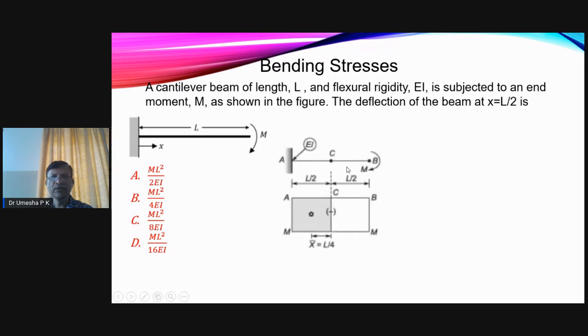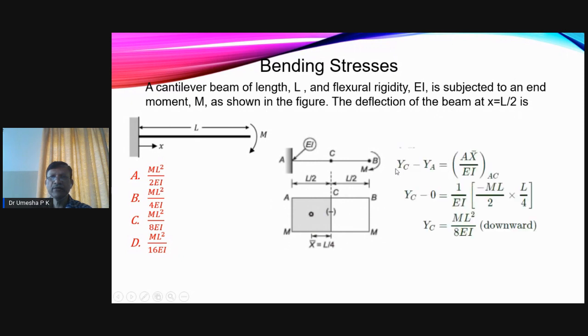This is the moment acting, so the moment diagram can be written as this one. The whole beam will have the moment M. They want to know the deflection of the beam at x equal to L by 2. So if you take, YC minus YA is equal to A X bar divided by EI. So YC minus YA is equal to 1 by EI times ML.